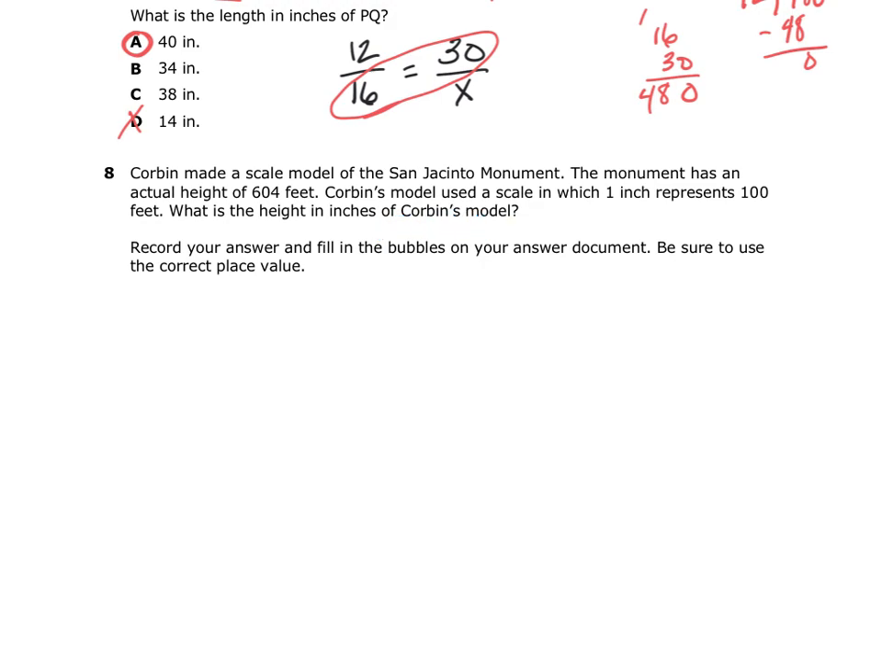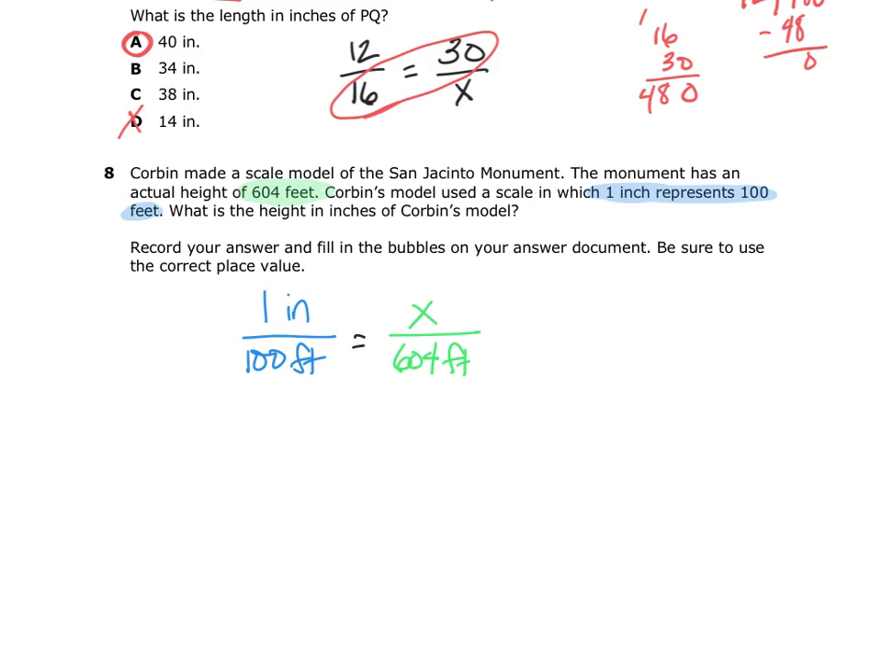Again, we have a scale. So I'm going to start with highlighting my scale. 1 inch represents 100 feet. And I'm going to go ahead and set that up. 1 inch represents 100 feet. And then the third number in my problem is that there's 604 feet in the actual monument. And I put feet on bottom, so I'm going to put 604 feet on bottom and X on top.